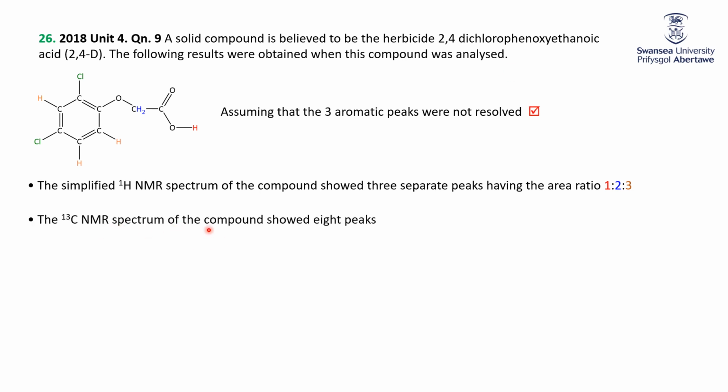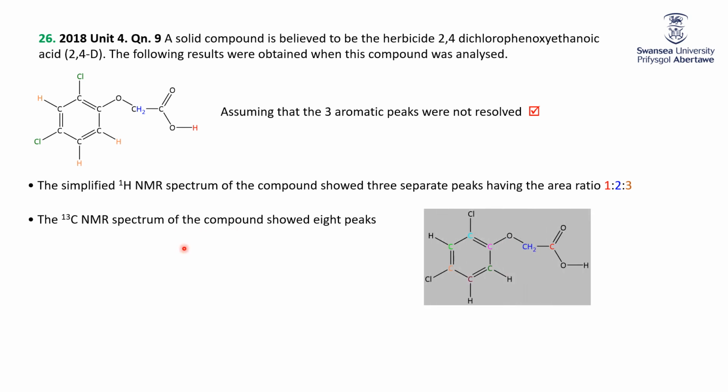Carbon 13 showed 8 peaks. Well, we've got 8 carbons. Are they all different? Absolutely they are. I mean, you've got this chlorine here and the chlorine there to make each of those carbons in the benzene ring inequivalent. And then of course this carbon is completely unique. So that also agrees.